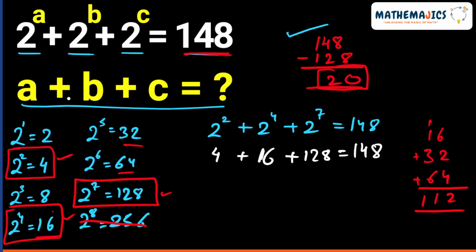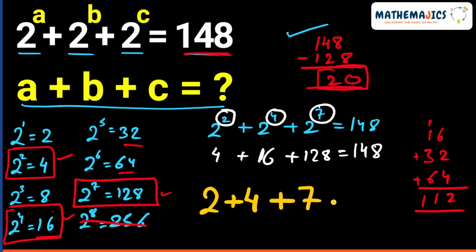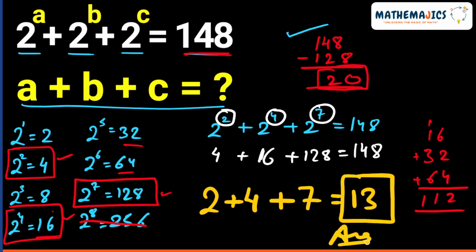Now, we are looking for the sum of powers, that is 2, 4, and 7. So, what is the sum of 2, 4, and 7? The sum is 13. Yes. So, our final answer is 13. A plus b plus c is 13. This is the shortest possible way that I could think of. If you have a better method, please share with us in the comments box.